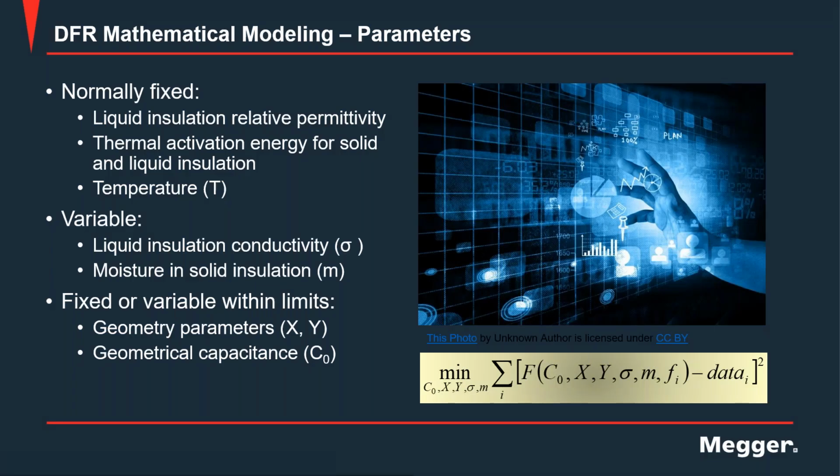When we get into the mathematical modeling, just imagine that all this information has different values and different variables or parameters in the equation. You can look at the equation here. This is what we use to do our modeling. So we normally have fixed values, which will be the liquid insulation relative permittivity, like we were talking. If we're looking into mineral oil, we're talking about a 2.2 value. We need to know the thermal activation energy of the solid and the liquid insulation, and we need to provide the temperature at which the insulation is being tested.